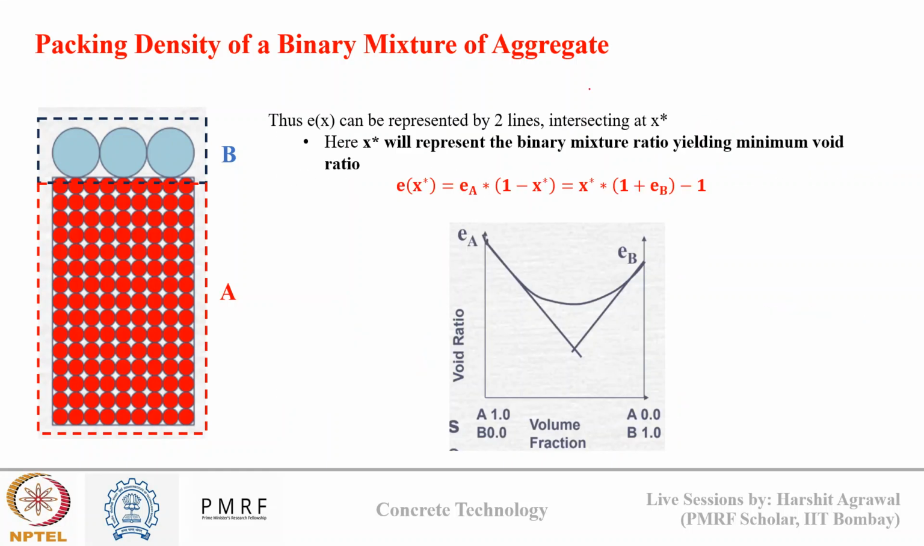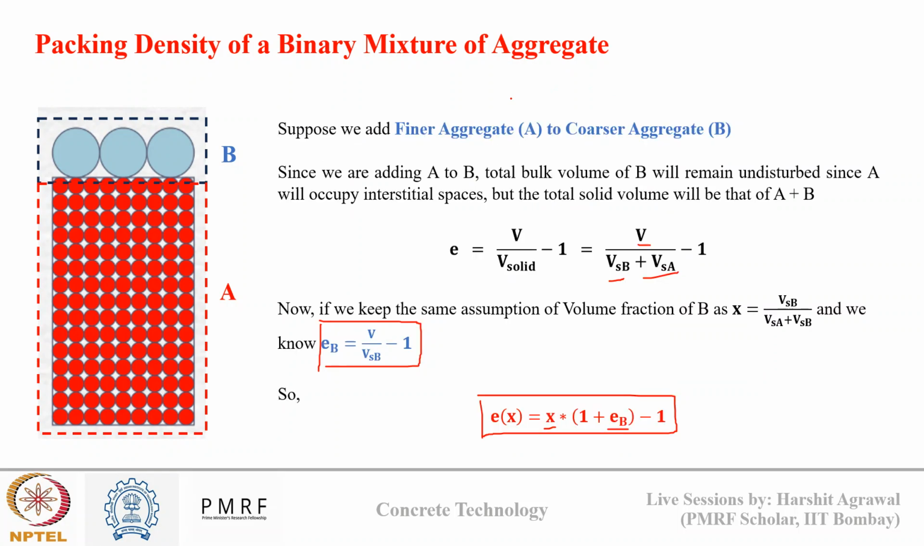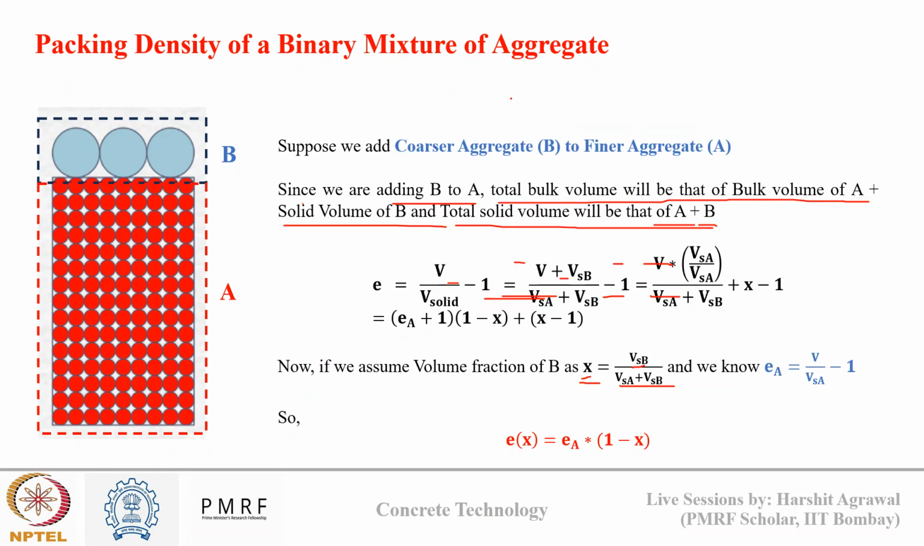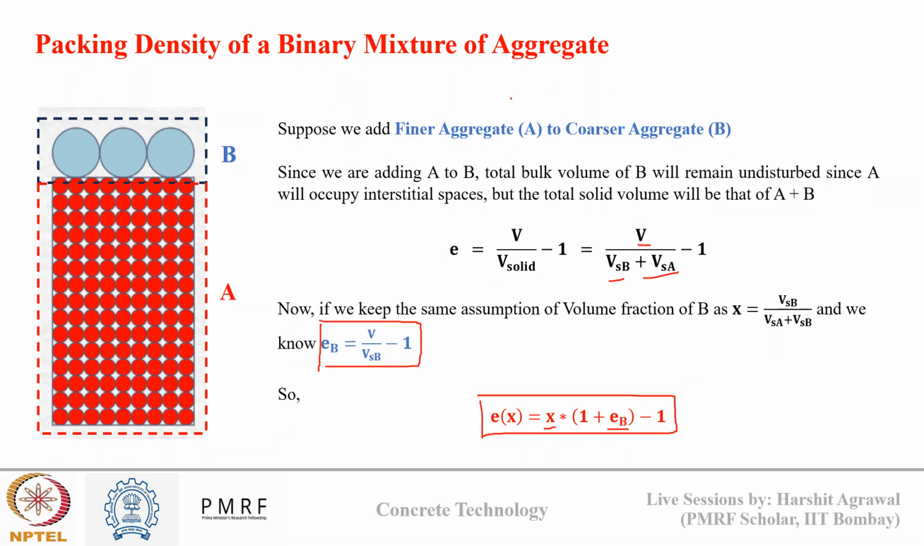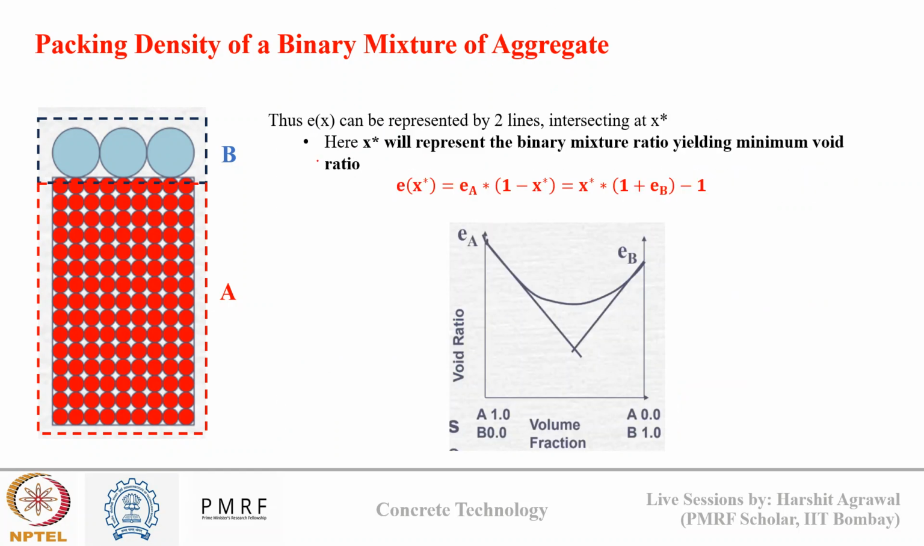Okay, so we have two equations right now. One is when I have added coarse aggregate to fine aggregate, and one is when I have added fine aggregate to coarse aggregate. So my void ratio, EX, can be represented by two lines. These two lines will intersect at a single point, which I am representing by X star. X star will represent the binary mixture of aggregates which will yield the minimum void ratio. You can see here I had A only and here I had B only, so my void ratio was EA here and EB here.